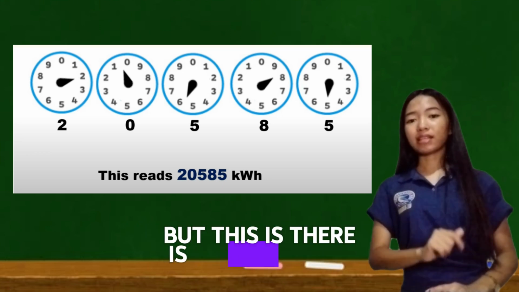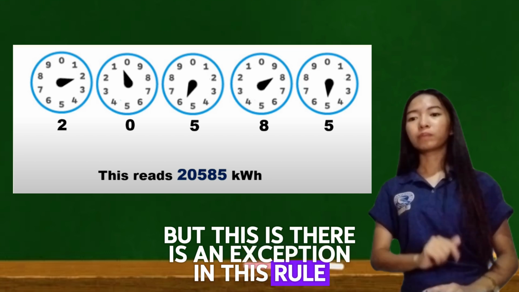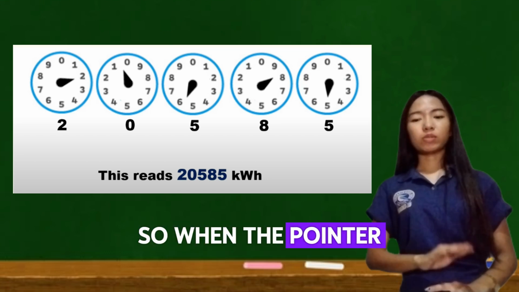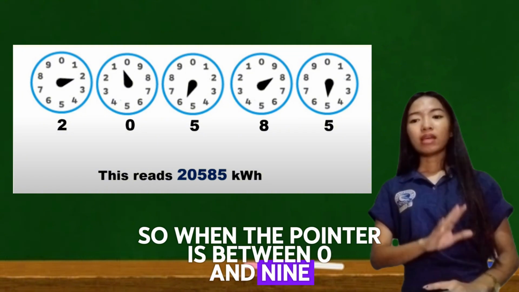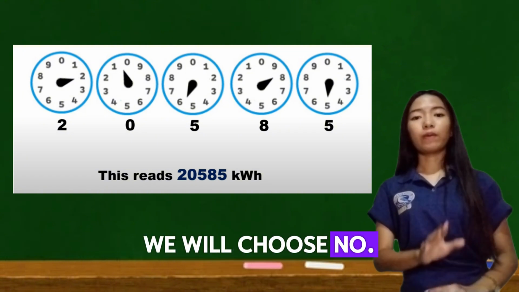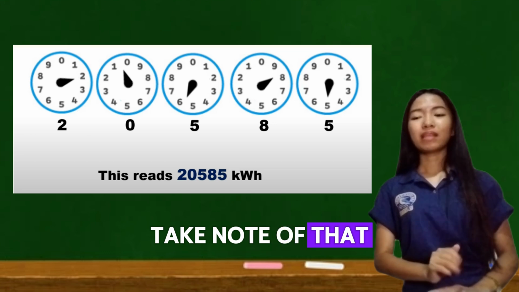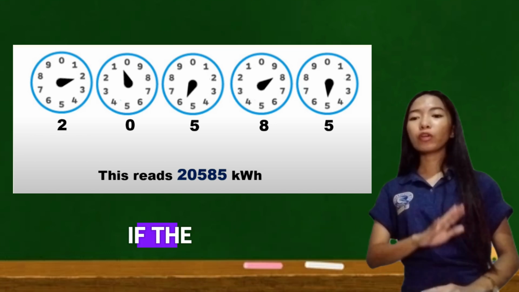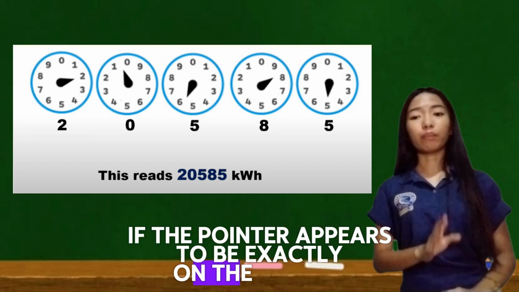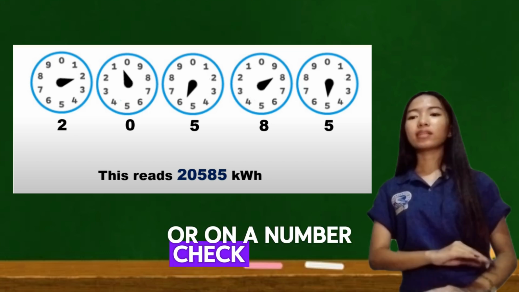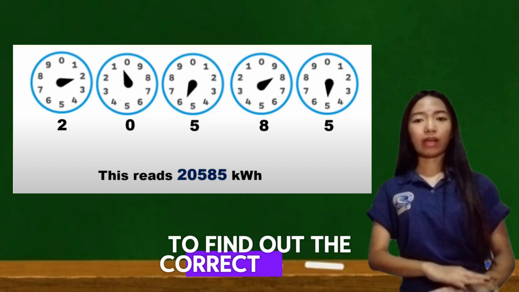But there is an exemption to this rule. When the pointer is between 0 and 9, we will choose the number 9. Okay, take note of that. And the last step is that if the pointer appears to be exactly on a number, check the dial to the right to find out the correct reading.